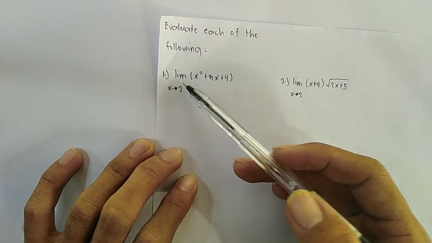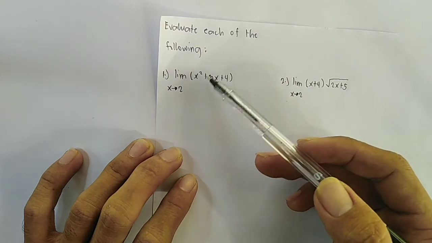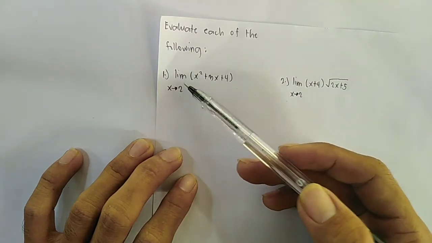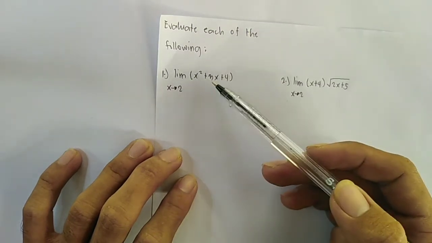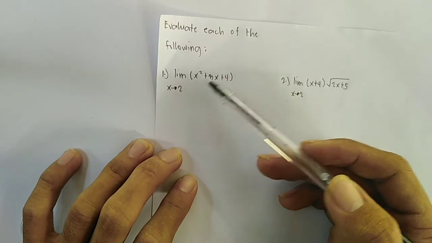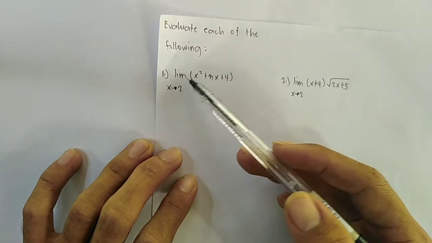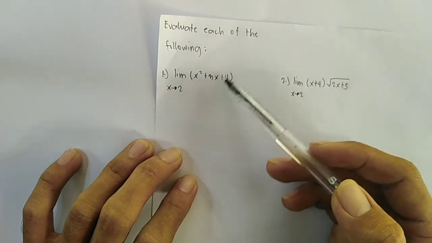For number 1, we have the limit of a function defined by x squared plus 3x plus 4 as x approaches 2. The first thing that you are going to do is to distribute the limit notation to the entire terms, or to each term of the function, which is x squared plus 3x plus 4. So you are going to distribute the limit as x approaches 2 in each term of the function.